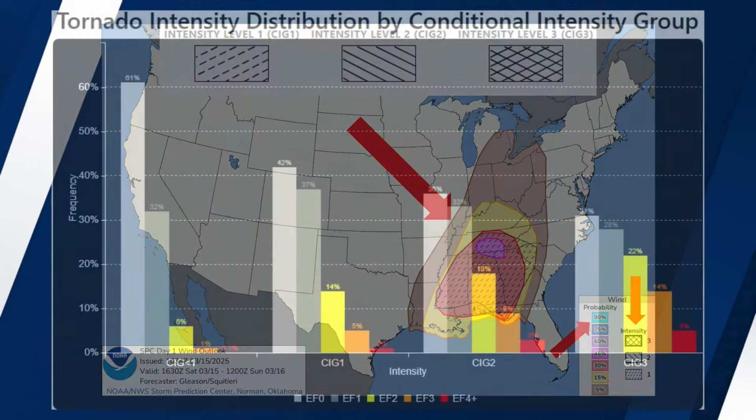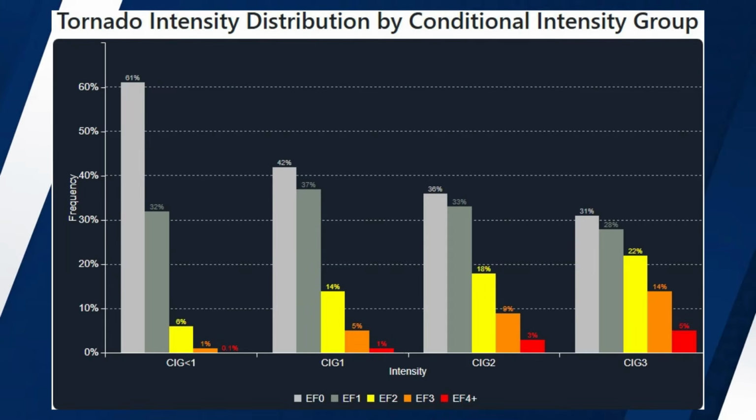Now, to kind of explain the SIG 1 and the SIG 2 and the SIG 3, the Storm Prediction Center did this breakdown with this tornado intensity distribution chart. And what this shows is the Storm Prediction Center over the last 20 years used mesoanalysis data, and they used that data to identify observed tornadoes, their time and location during that period. Now the overall breakdown for SIG 1, SIG 2, and SIG 3 goes like this.